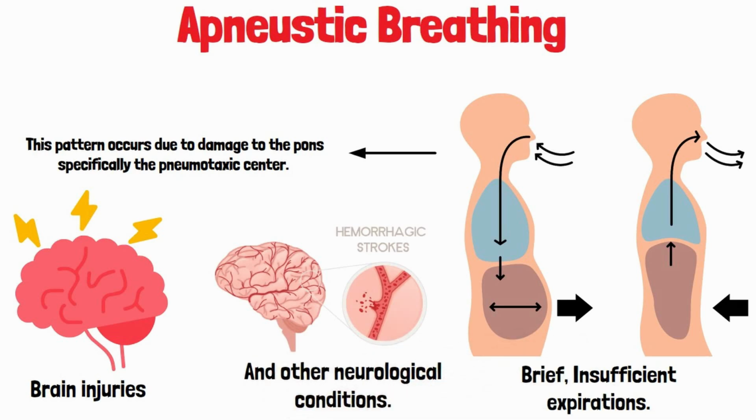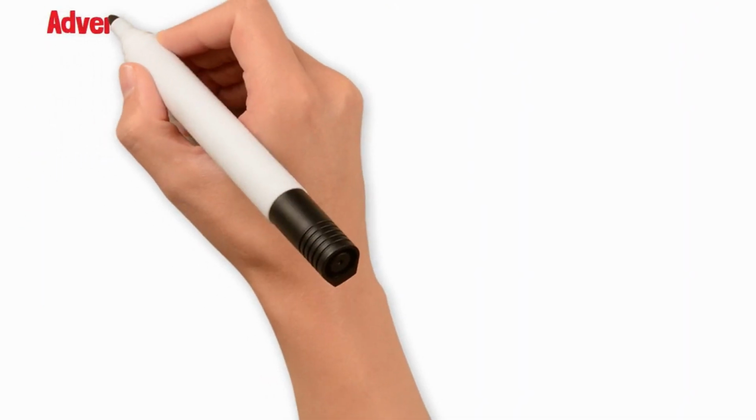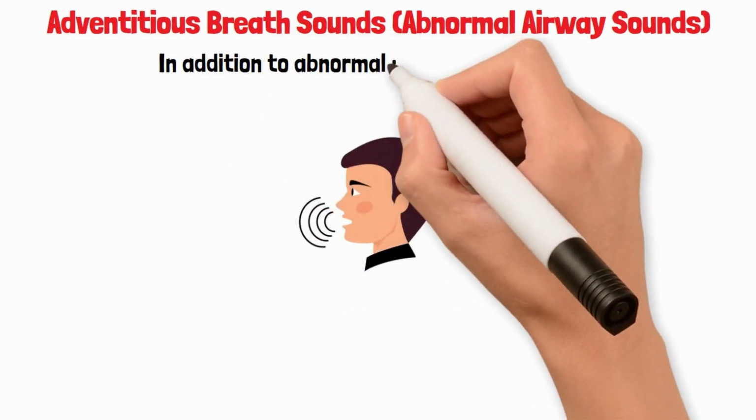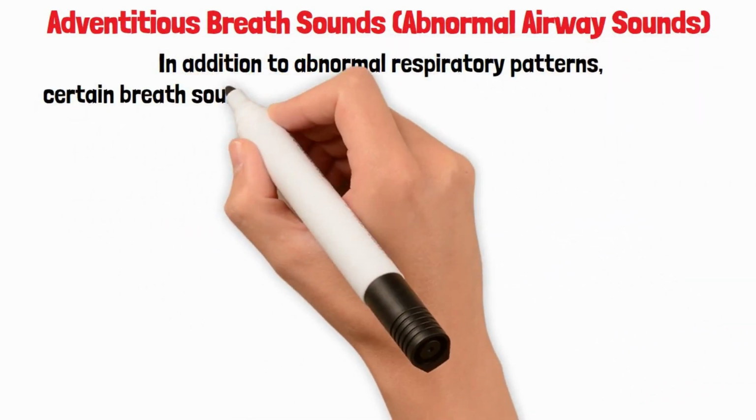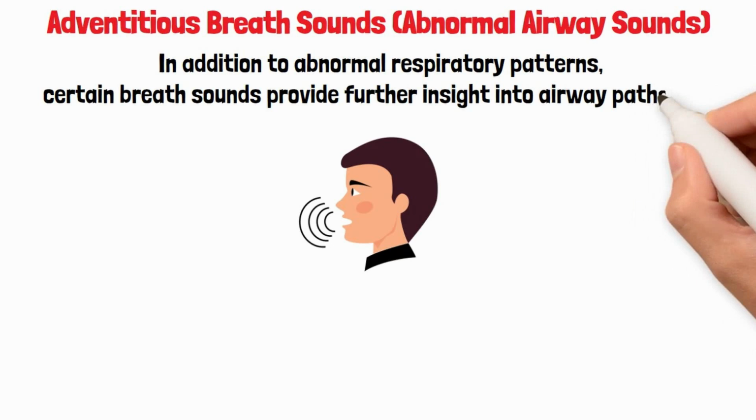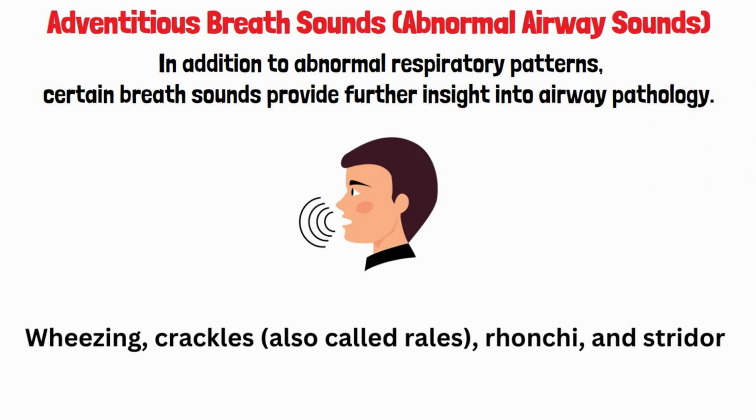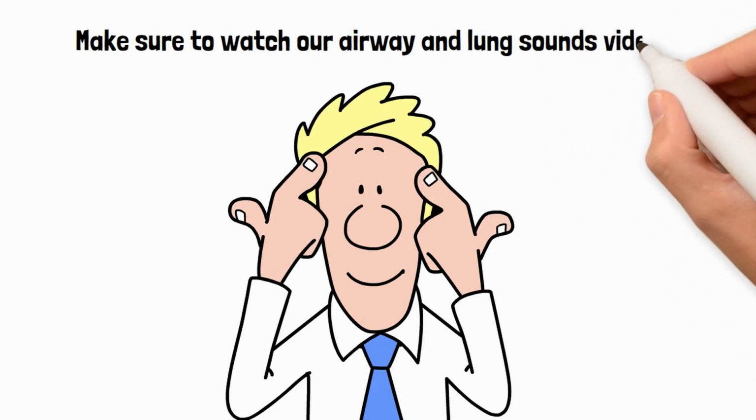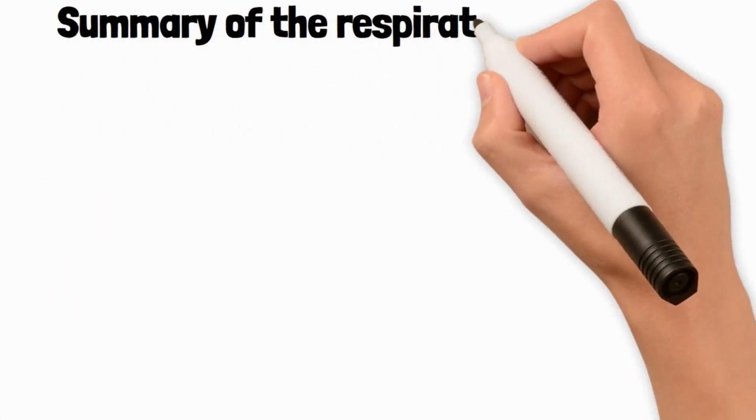The last category we will discuss is called adventitious breath sounds, or abnormal airway sounds. In addition to abnormal respiratory patterns, certain breath sounds provide further insight into airway pathology. These include wheezing, crackles, rhonchi, stridor, which are all covered in other videos. To learn more about these, make sure to watch our airway and lung sounds videos. Here's a summary of the respiratory patterns.